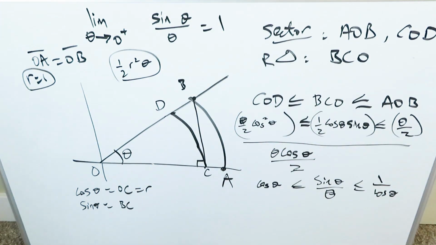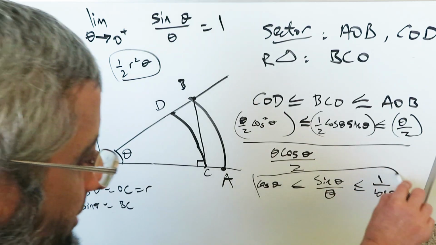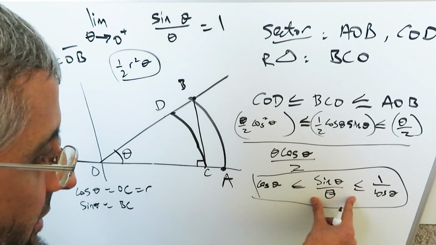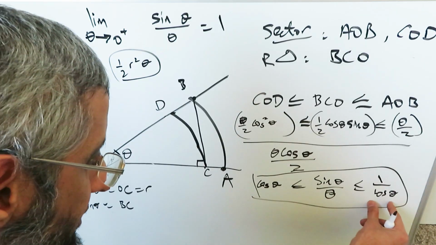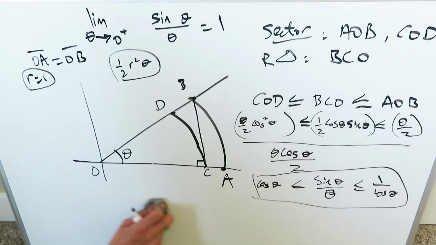Now you have these items. I have in essence taken these three areas and I've simplified them to these terms. This right here is the area of the smallest sector. This represents the area of your right triangle. This represents the area of the largest sector. Now we come through to the completion of this proof.